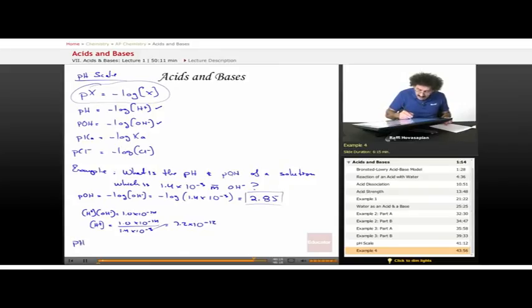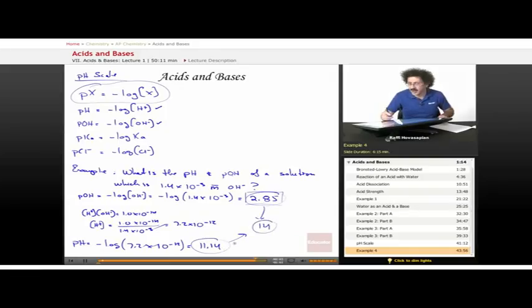And then when I take the pH of that, that's going to be the negative log of the H plus concentration, negative log of 7.2 times 10 to the negative 12, which equals 11.14. pH 11.14, pOH 2.85. Notice something. What is 11.14 plus 2.85? Yeah, you guessed it. It's about 14. Now let's explain why.